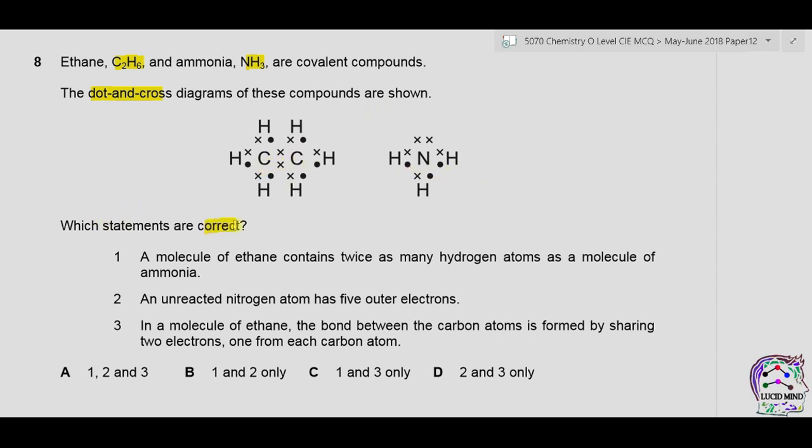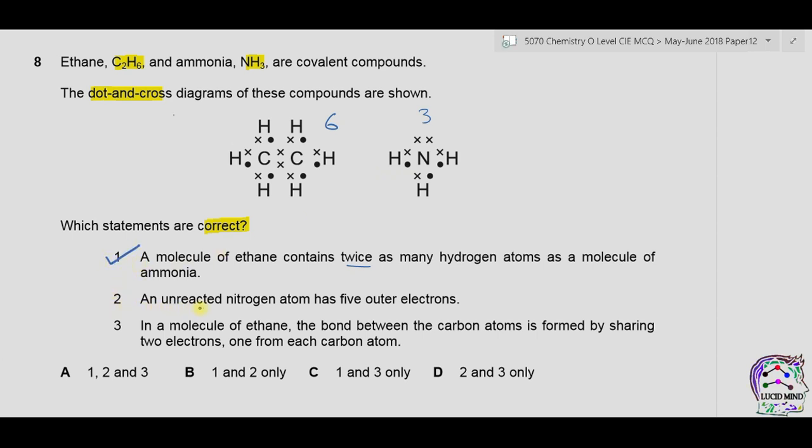Which statements are correct? Number 1, a molecule of ethane contains twice as many hydrogen atoms as a molecule of ammonia. Let's count the number of hydrogen atoms. We have 6 hydrogen atoms in ethane and 3 hydrogen atoms in ammonia. So therefore option 1 is correct.